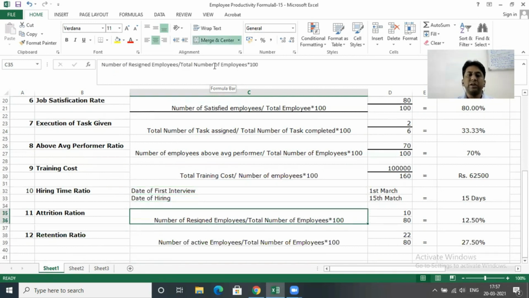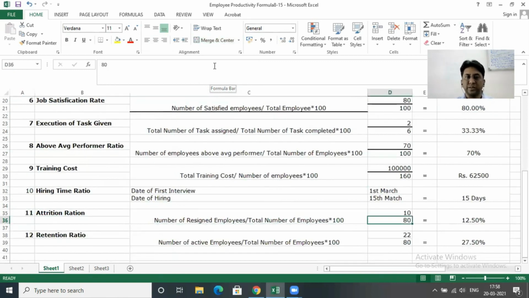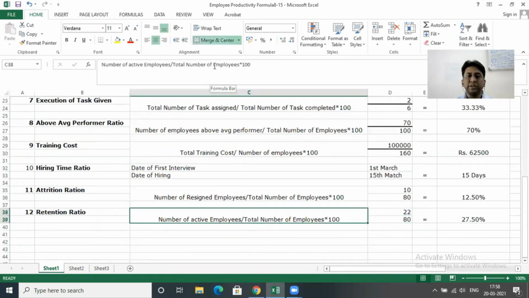Now attrition ratio. Number of resigned employees divided by total number of employees into 100. For that particular month, you have to take the number of employees who have resigned, divide them by total number of employees for that month into 100. That's your attrition ratio. So if it is 12%, that's too high. It should ideally be 3-4%, half yearly or yearly. Then retention ratio. Again, number of active employees divided by total number of employees into 100. So again, through this, you can calculate retention ratio.